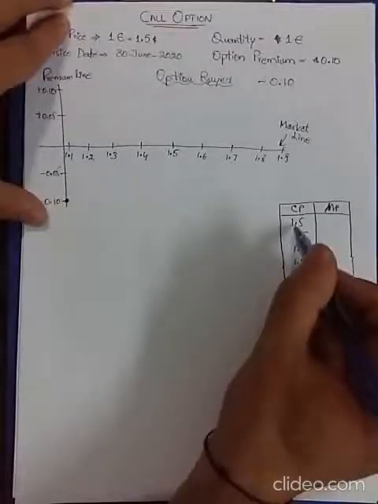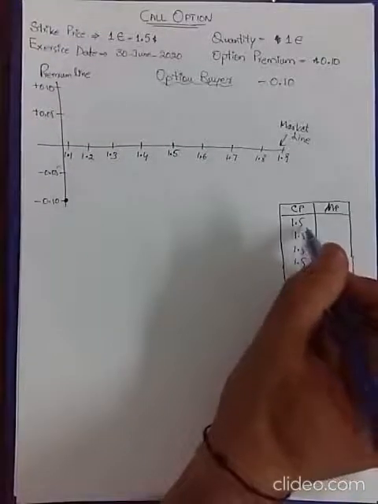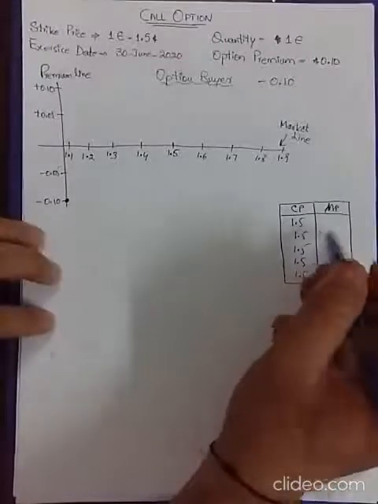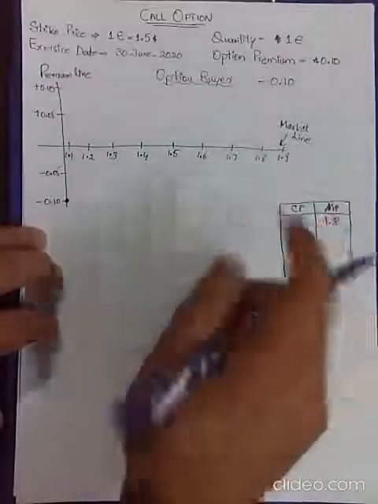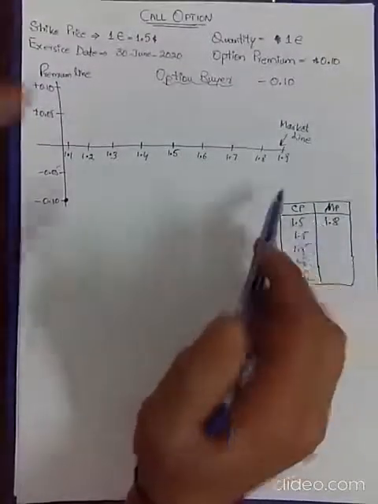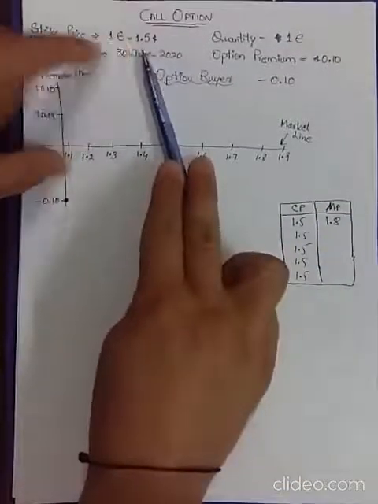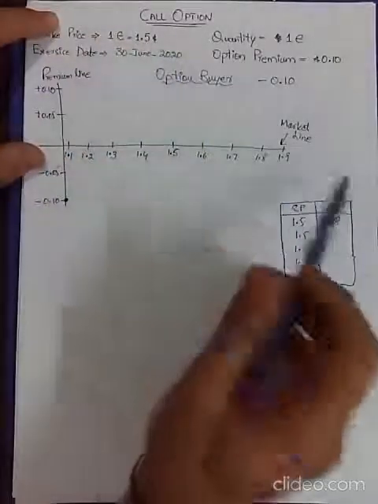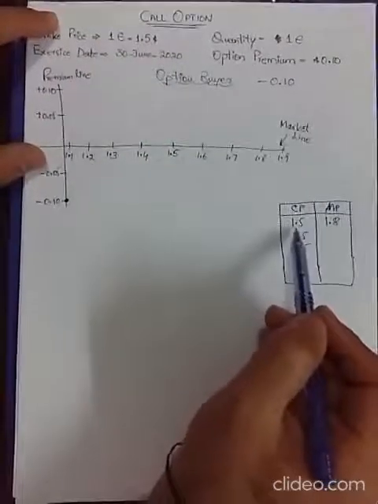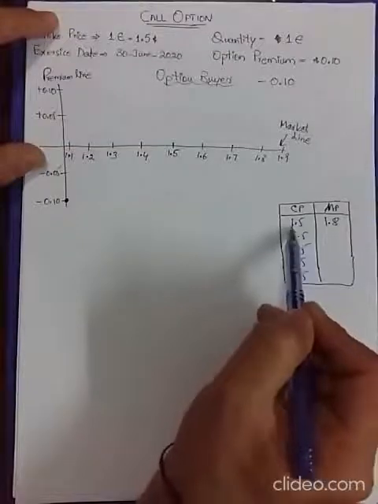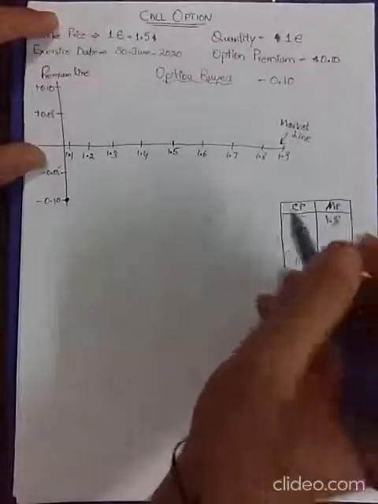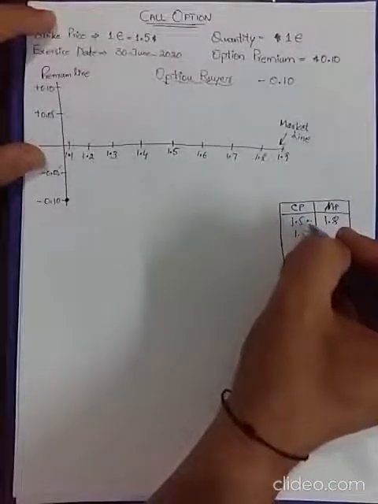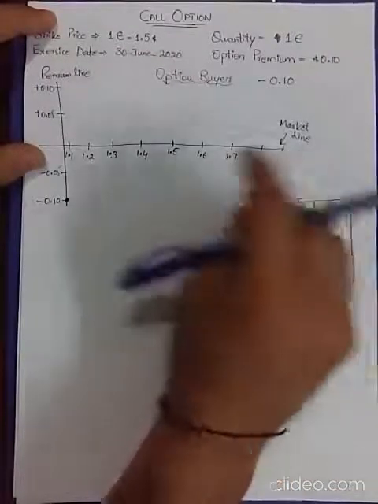So let's say on the last day, on the exercise day, the contract price is 1.5, but the market says that it is 1.8. Okay, so look at this now. I'm a buyer of a euro. If I buy this euro using the contract, then it will cost me less as compared to the market. So it means that it's better for me to go and use the contract.